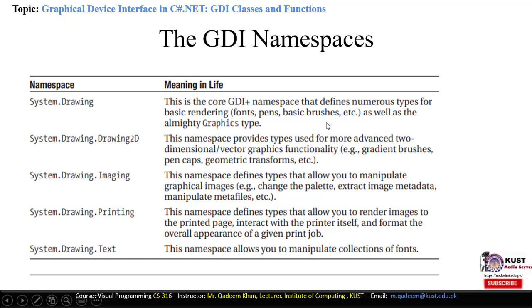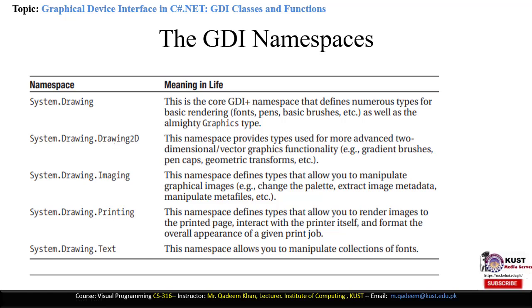So these are the almighty graphics types. So we will use the graphics class to draw these different components onto the form. The second important library is system.drawing.drawing2D. Now this is the extension of the first library, because you can see that drawing 2D is inherited from the drawing class, and drawing class is inherited from the system class.